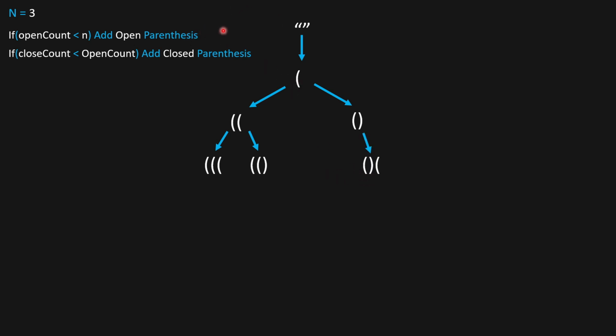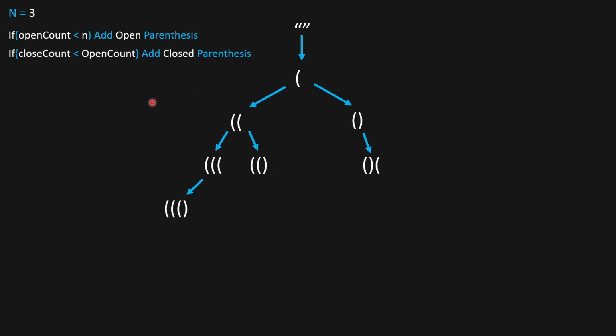Now we gotta repeat the same thing for this one. We're gonna be like, is open count less than n? Well, you see we have 3 open parentheses here, and our n is 3. So no, this is actually not true. So we're not gonna actually get inside of this if statement. And then we're gonna check, is close count less than open count? Well, close count is 0 and open count is 3. So we can actually add a close parenthesis. So let's do that.